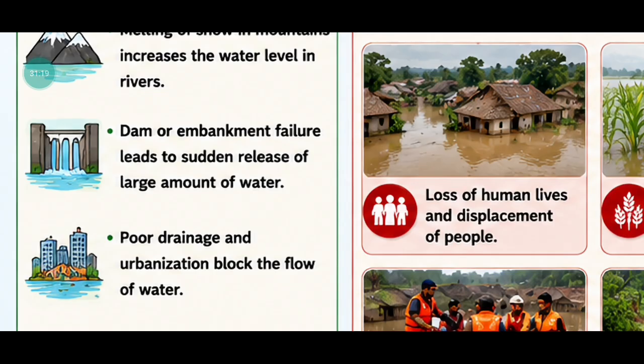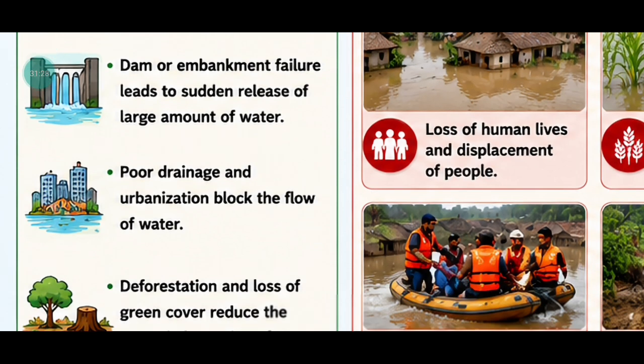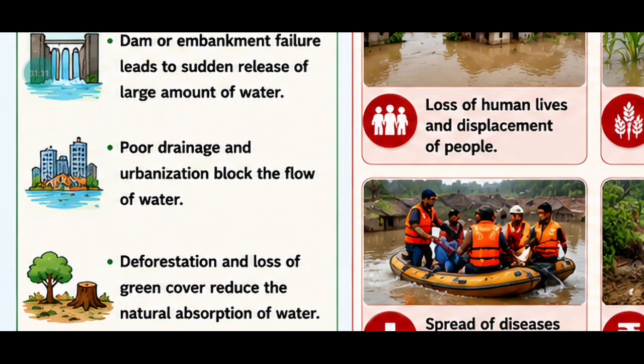Yes, this happened, and this caused great damage. Okay, this caused a huge amount of flood. Fine, failure of the dams. Next one is poor drainage and urbanization block the flow of water.